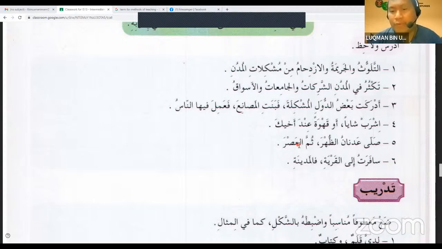Adrakat ba'd ad-duwal al-mushkila. Some countries have realized the problem. Fabanat al-masani' fa'amila fiha an-nas. Hence, after they realized, they immediately built factories. Here the fa is a conjunction: and built, immediately right after, factories. That is what it indicates. Fa'amila fiha an-nas, and people immediately worked in it.